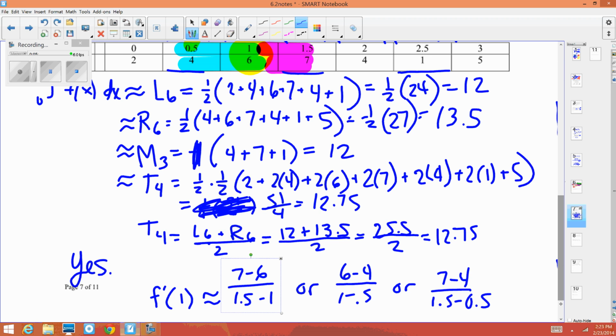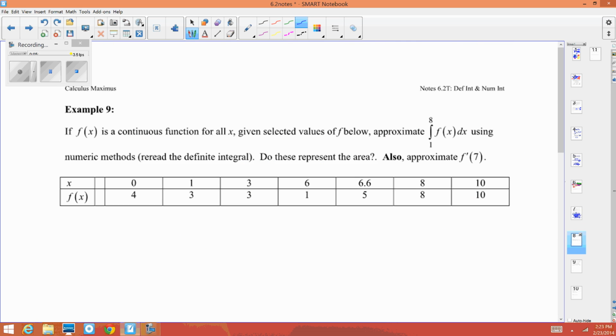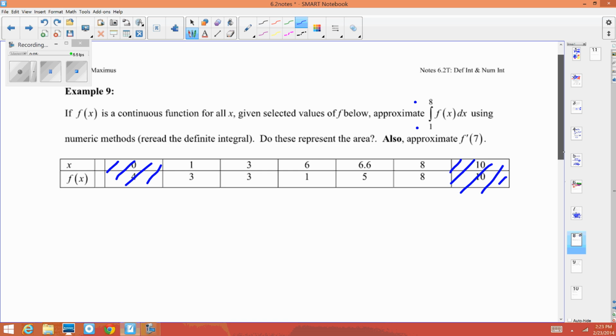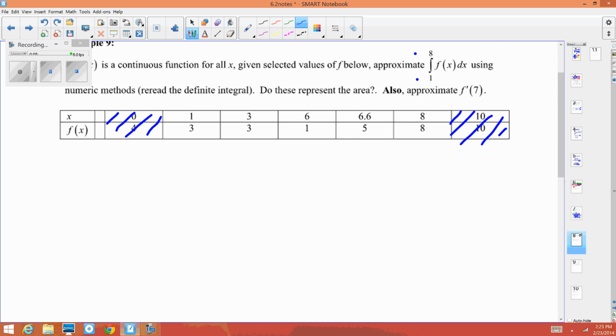Let's try another one. Similar kind of thing here, but it's important to look at your limits. We're trying to approximate from 1 to 8. That means we have extra information here. Just get rid of it. We don't need it. Using numeric methods, do these represent the area? We're going to approximate this using numeric methods.